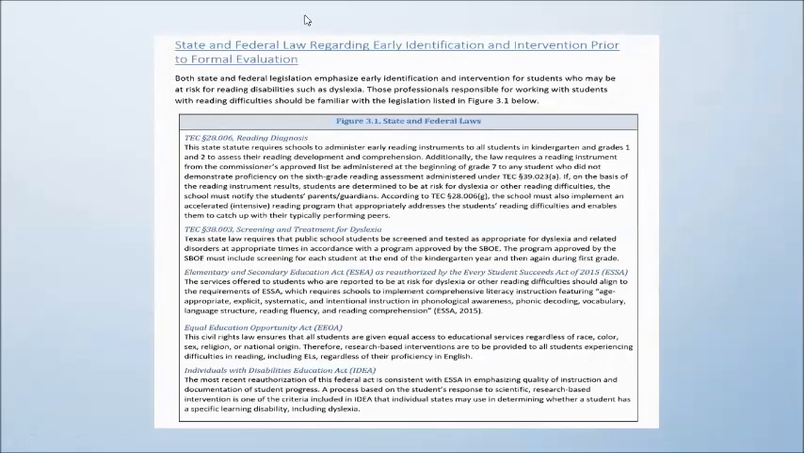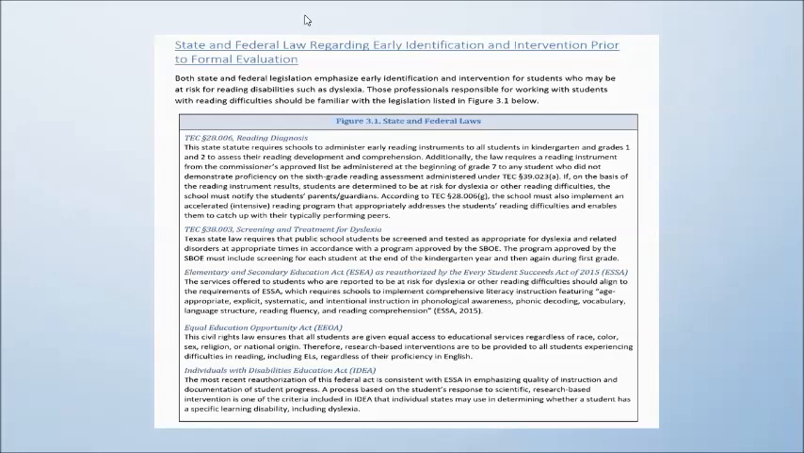In this light, we note that there are state and federal laws in place regarding early identification and intervention prior to a formal evaluation. These laws note that a child will need to be screened with reading instruments in the earlier years for the determination of risk for dyslexia or other reading difficulties. The school must also implement an intensive reading program that appropriately addresses the students' reading difficulties to enable them to catch up to their peers.